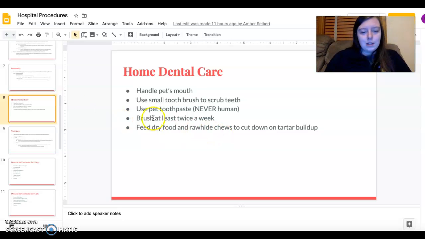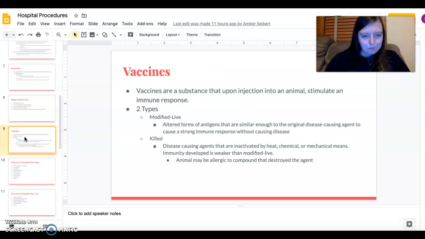You're going to brush them at least twice a week. Then feed them dry food instead of wet food. That'll be better for their teeth. Rawhide chews will also cut down on tartar buildup. Again, that's the plaque that we talked about.